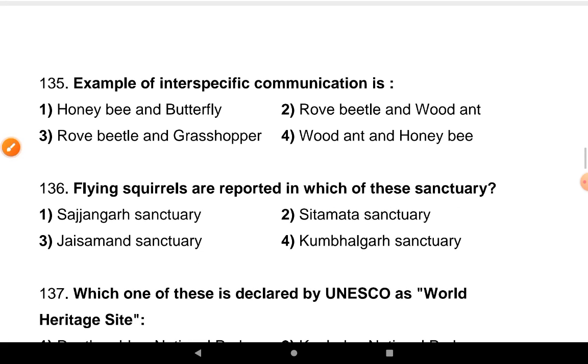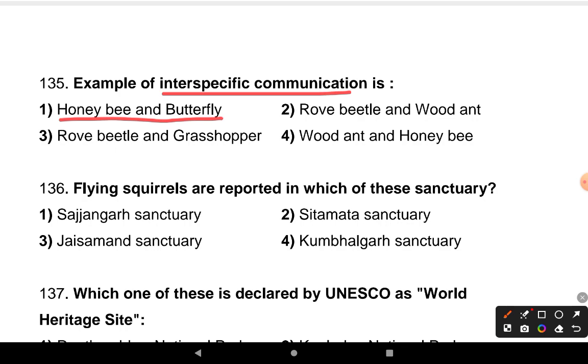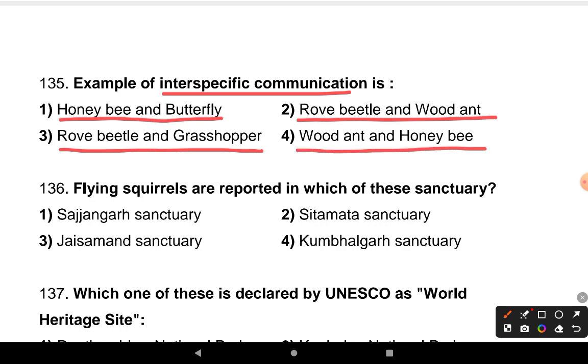Our next question is, example of interspecific communication is honeybee and butterfly, rove beetle and wood ant, rove beetle and grasshopper, wood ant and honeybee. The correct answer is option 2. Rove beetle and wood ant is example of interspecific communication.